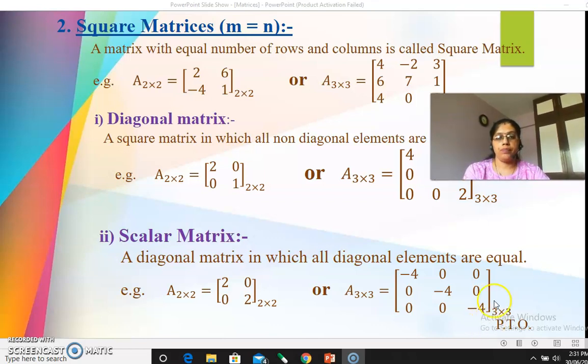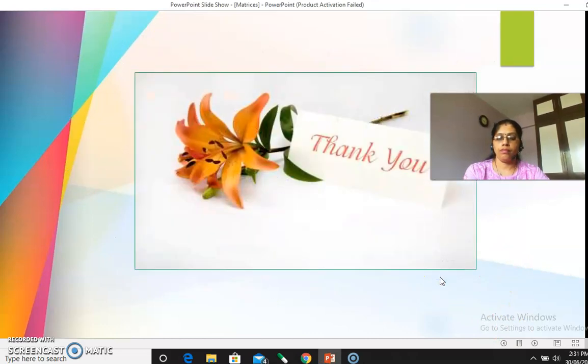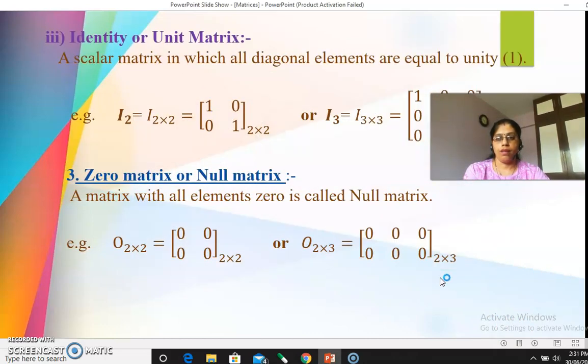Let's see the next type. Identity matrix. This is the third type of square matrix. Identity matrix, or it is also called a unit matrix. So identity matrix, again, should first of all be a scalar matrix. You remember the sequence: square, then diagonal, then scalar, and then identity. They all are interrelated.